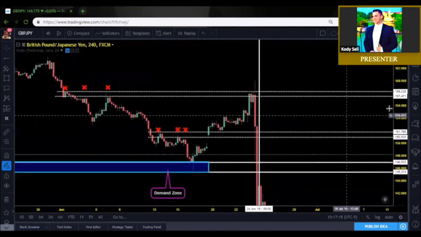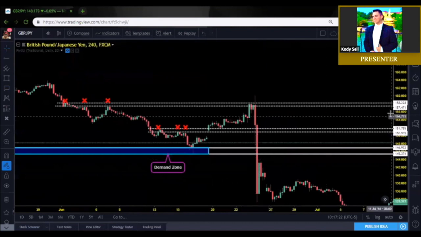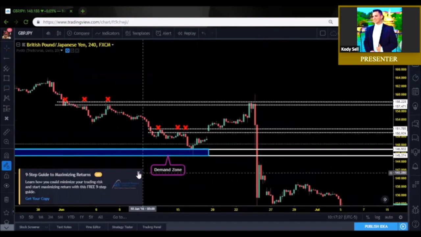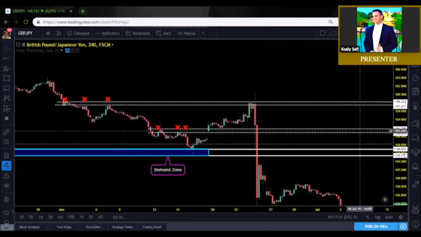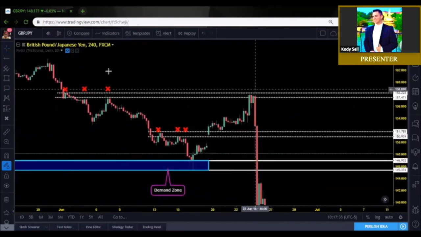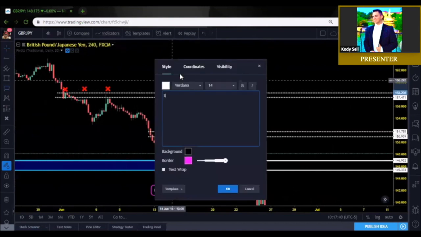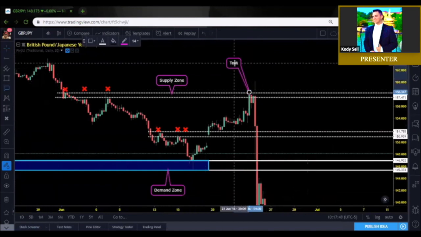Now, as you can see, without too much explanation, this is where Brexit occurred, from this supply zone on the 4-hour. There were several reasons why I was in this sell trade, but one of the reasons was this supply zone. Let me go ahead and mark it here for completeness: supply zone. And not only did we come up to our supply zone, but then what?